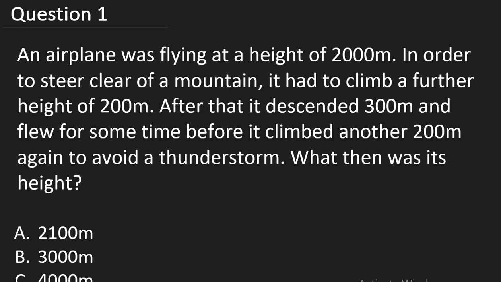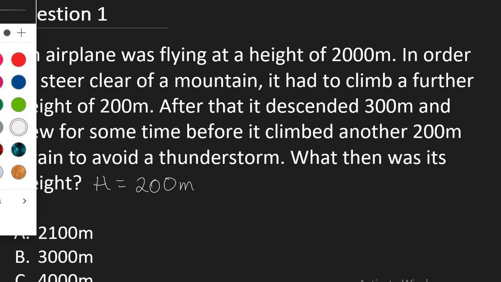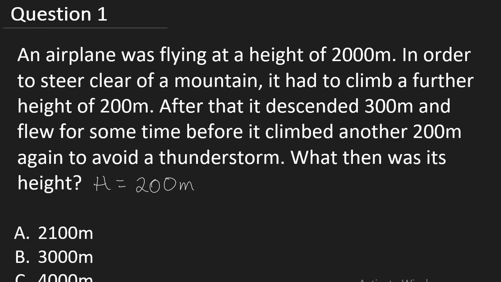Okay, for the first sentence, the plane was flying at a height, okay? So the height of the plane, h, is equal to 2,000 meters. And make the pen bolder. Now, in order to stay clear of the mountain, it had to climb further. You know, in your number line, let this be 0. Anything above the soil, as you go up, is positive. As you come down, is negative.